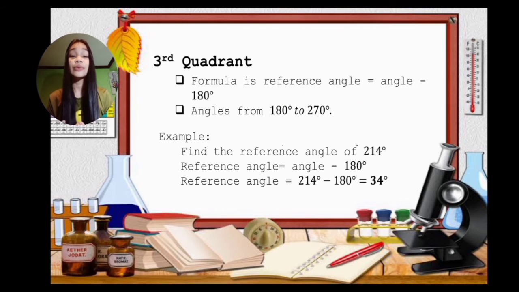Now, for the third quadrant, when the terminal side is in the third quadrant, our formula is reference angle equals angle minus 180 degrees, for angles from 180 degrees to 270 degrees. For example, find the reference angle of 214 degrees. Our formula is reference angle equals angle minus 180 degrees. So if our example angle is 214 degrees, then our reference angle is 34 degrees, because 214 degrees minus 180 degrees equals 34 degrees.